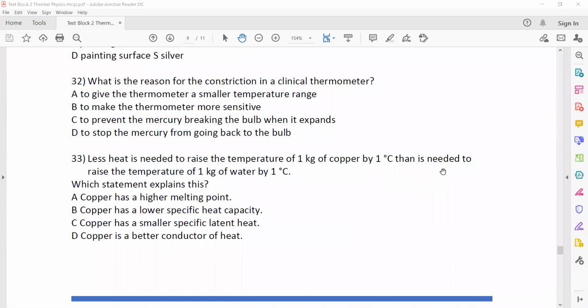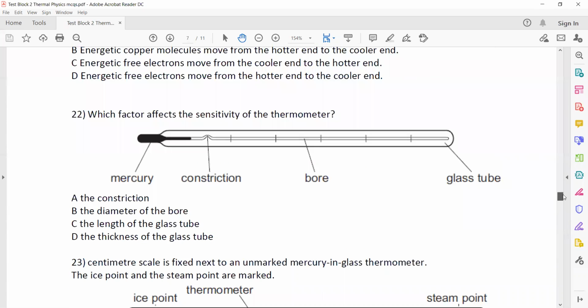What is the reason for the constriction in a clinical thermometer? Because it does not allow the liquid to return back. It will stop the mercury or liquid from going back to the bulb, and it can record the temperature. As you can see, I already discussed this part, why there's a constriction in the thermometer.